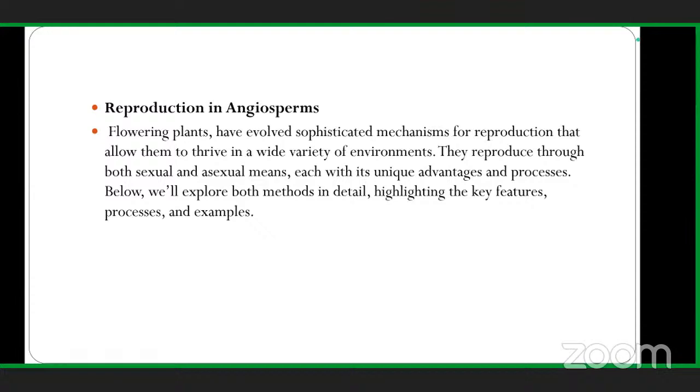Okay, so now next is reproduction in angiosperms. Flowering plants have evolved sophisticated mechanisms for reproduction that allow them to thrive in a wide variety of environments. They reproduce through both sexual and asexual means. Here you will find sexual and also asexual, each with unique advantages and processes. Below we will discuss each one.